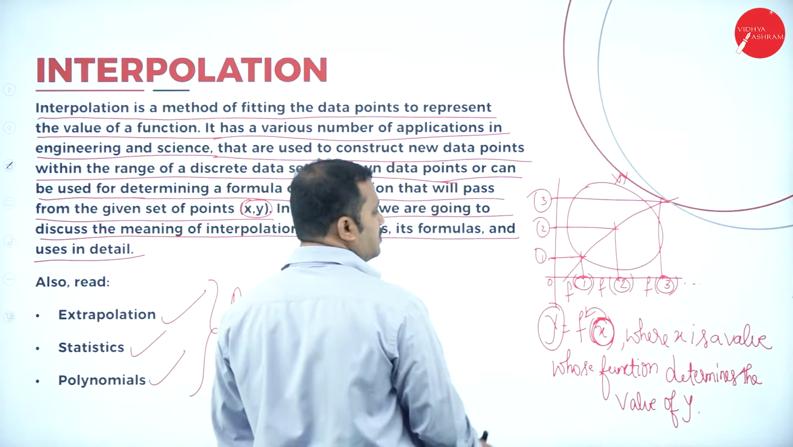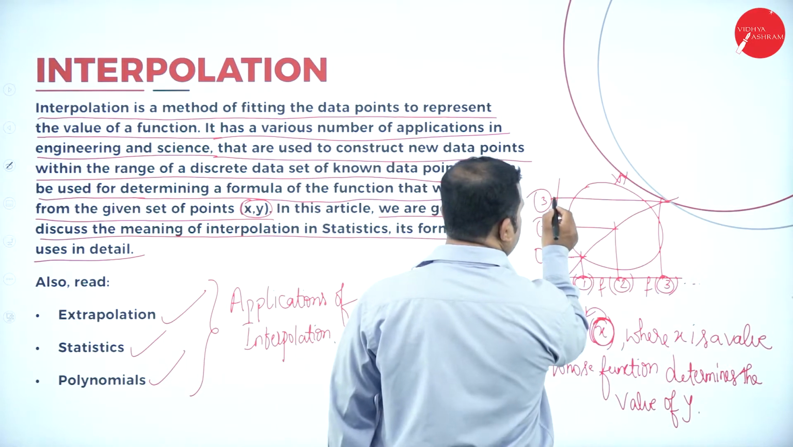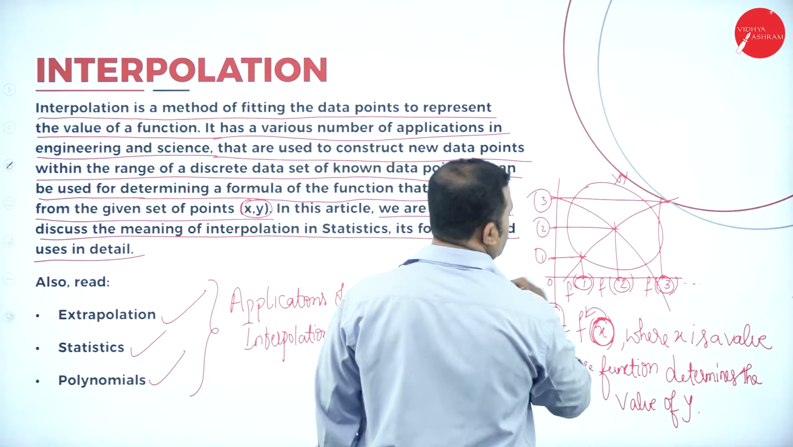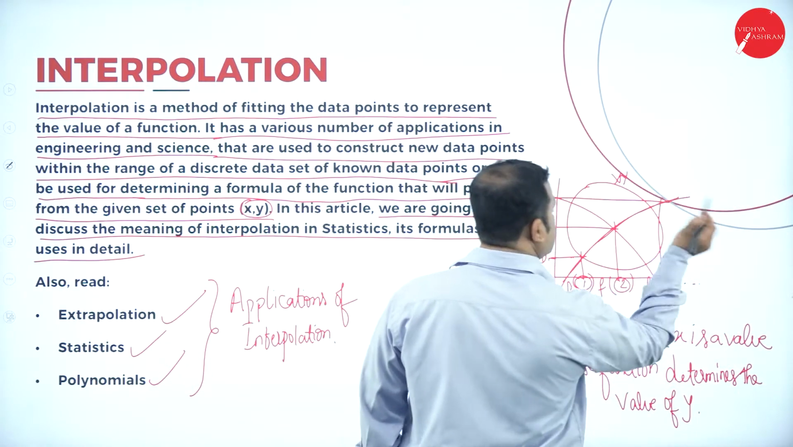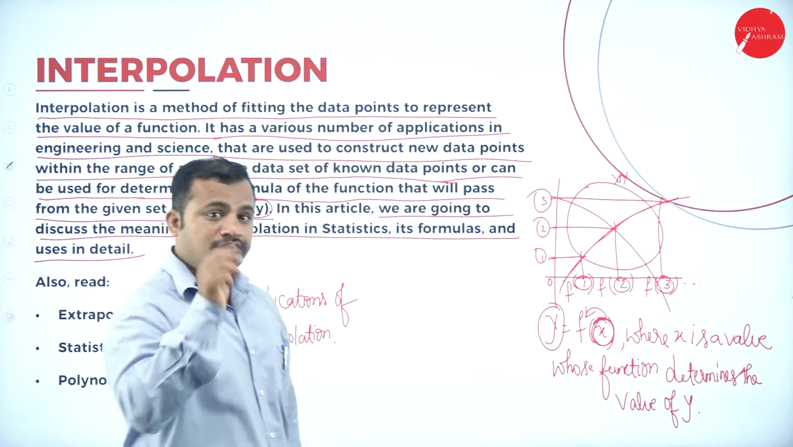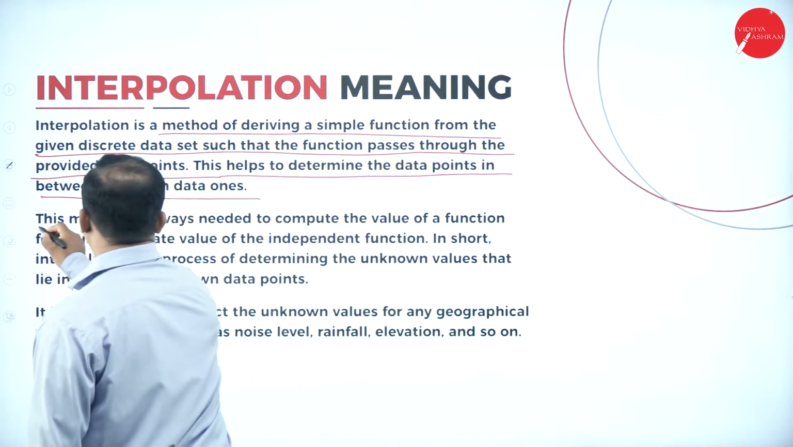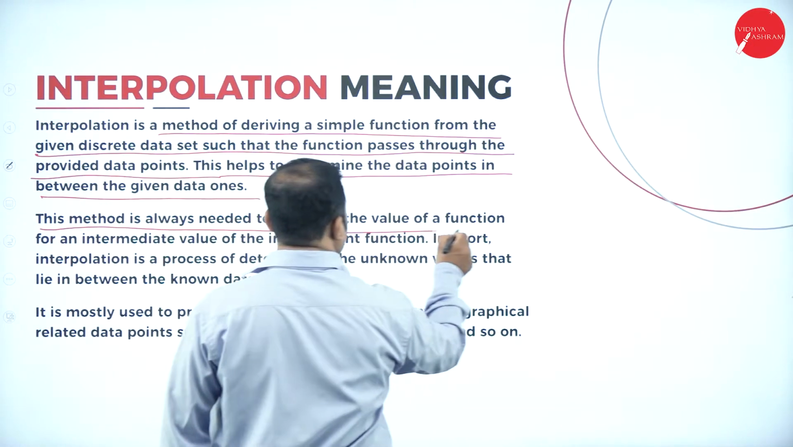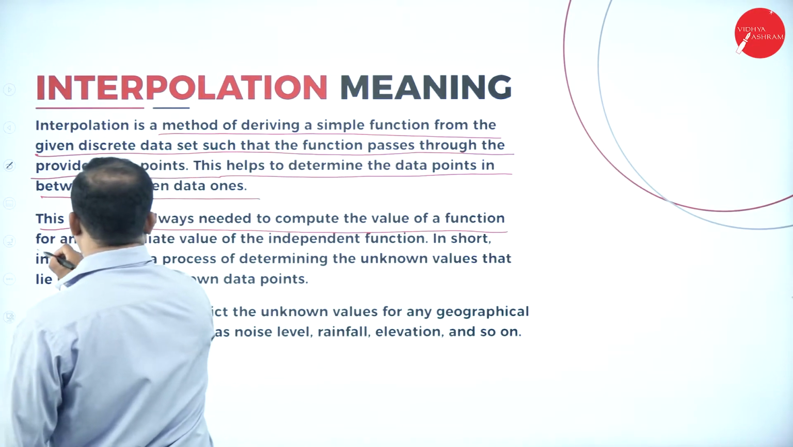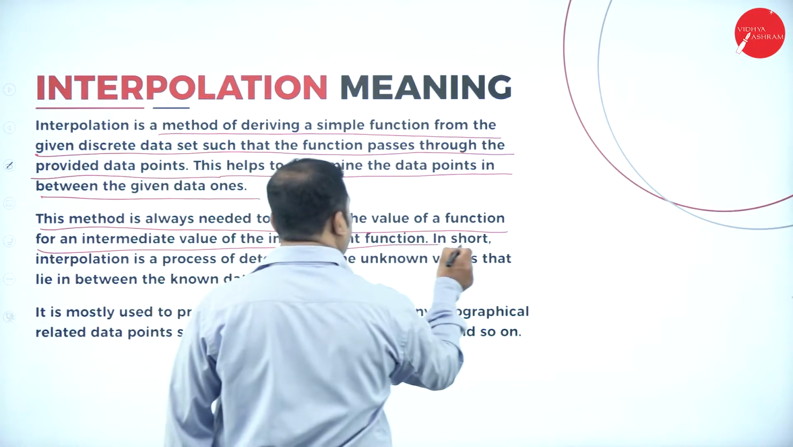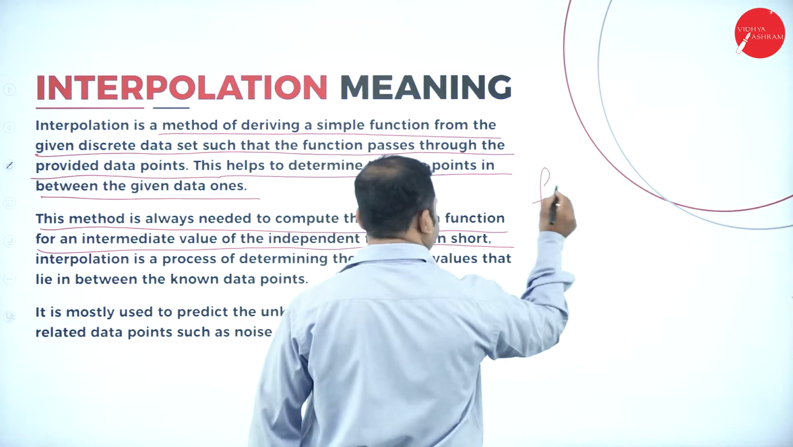In some cases I may get the points in this manner or some points in this manner. That all depends on the function which I am using there. This method is always needed to compute the value of a function for an intermediate value of the independent variable.